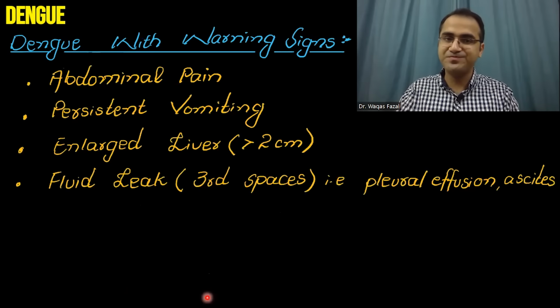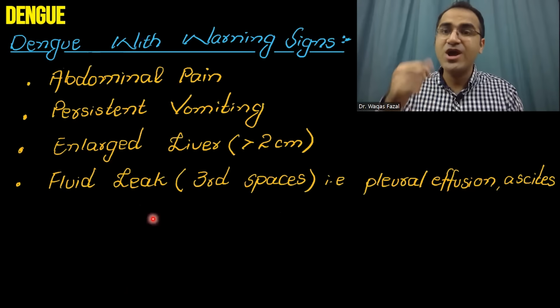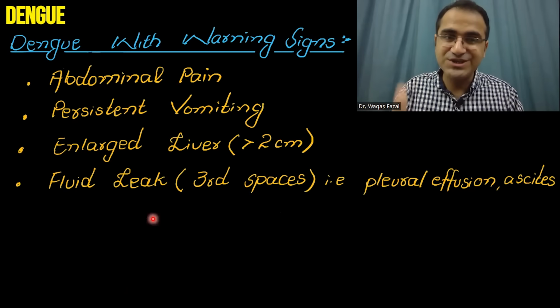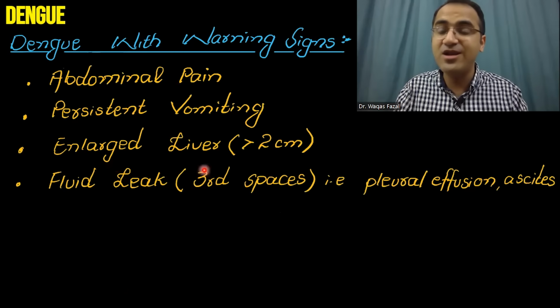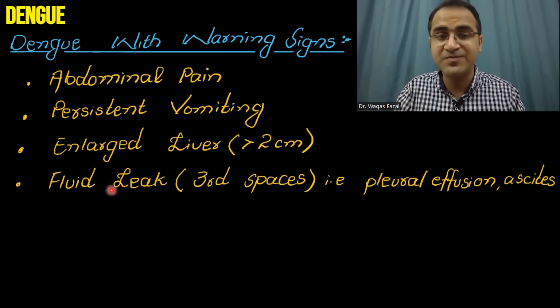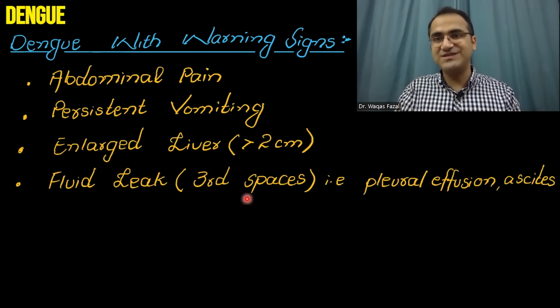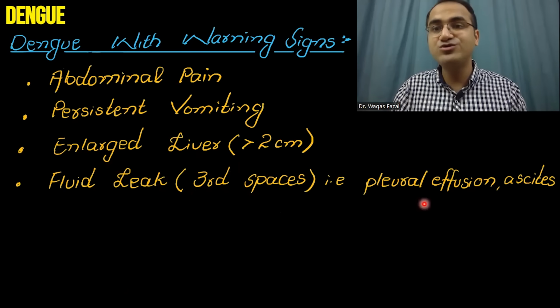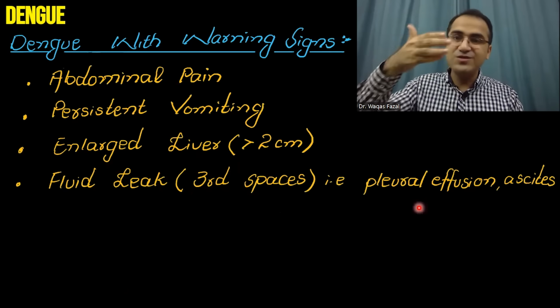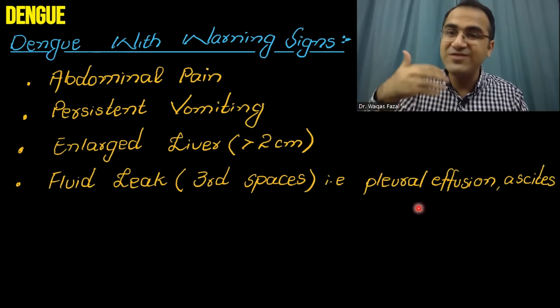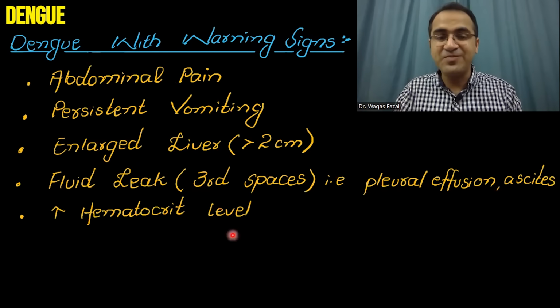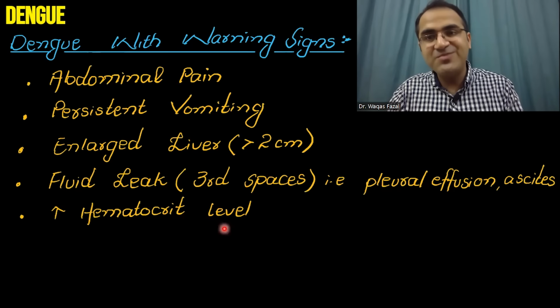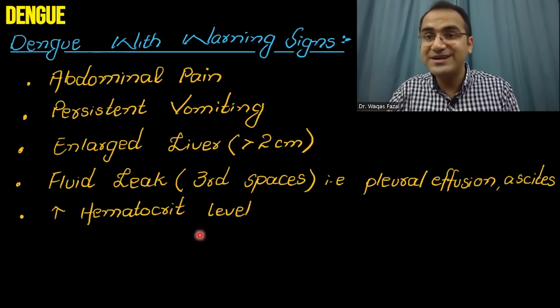You should keep them under observation, as these are the patients who are susceptible to develop warning signs in the critical period. The warning signs include abdominal pain, persistent vomiting; the fever is gone, but there are new problems with the patient: enlarged liver greater than 2 centimeters, fluid leak in the third spaces. A very important point: the patient starts to develop pleural effusion. You do a chest x-ray, there will be pleural effusion, the patient would be coughing, having difficulty breathing, ascites associated with abdominal pain. You will be able to see a rise in hematocrit level and a drop in platelet count.